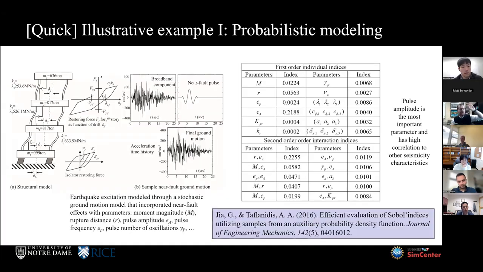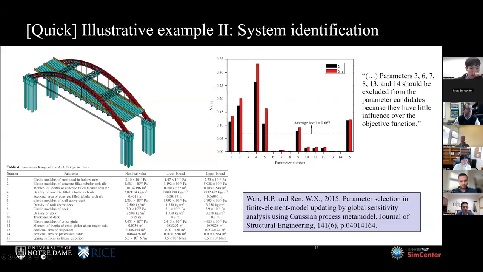These are some quick examples. You can look later at the details of each of these papers. This one is, for example, probabilistic modeling of a structure under near-fault excitations. You can do this sensitivity analysis, and it tells you that the near-fault pulse really dominates the reliability estimation. This paper looked at the system identification problem. It started with potentially 15 parameters, and they realized based on the sensitivity indices that a bunch of them can be ignored, making for a much easier calibration problem.